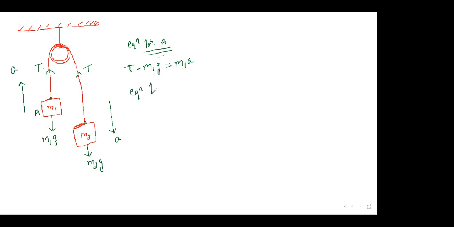Now, can you tell me the equation for B? This is B. For B, it is coming down. If it is coming down, M2G minus T is equal to what? M2 into A.